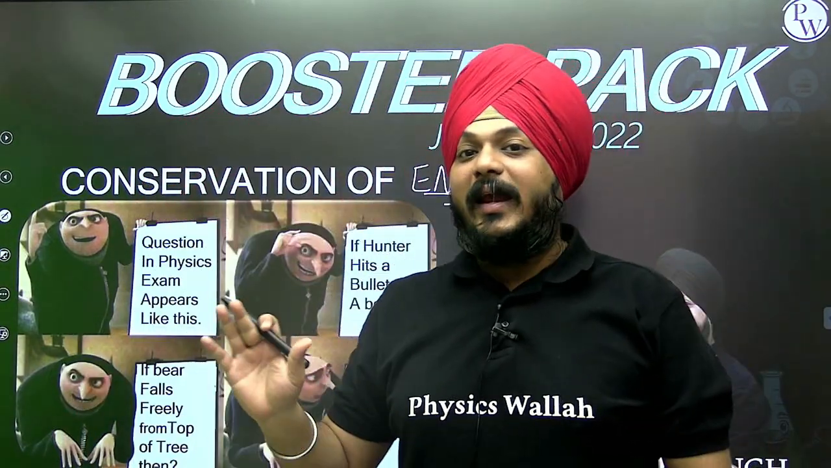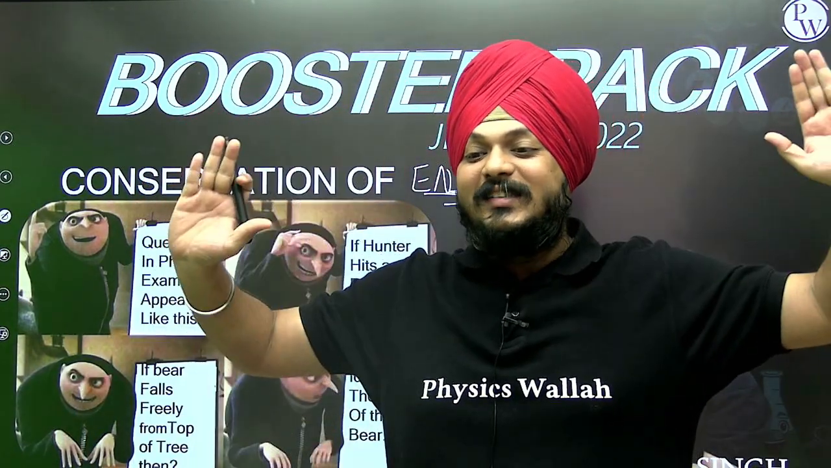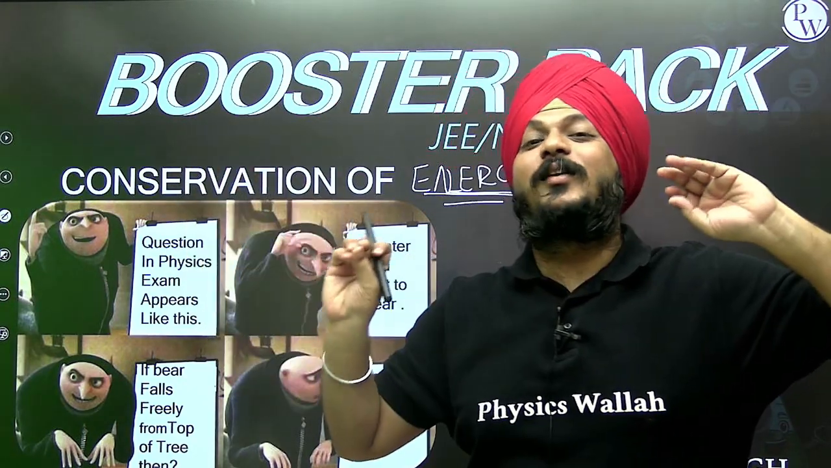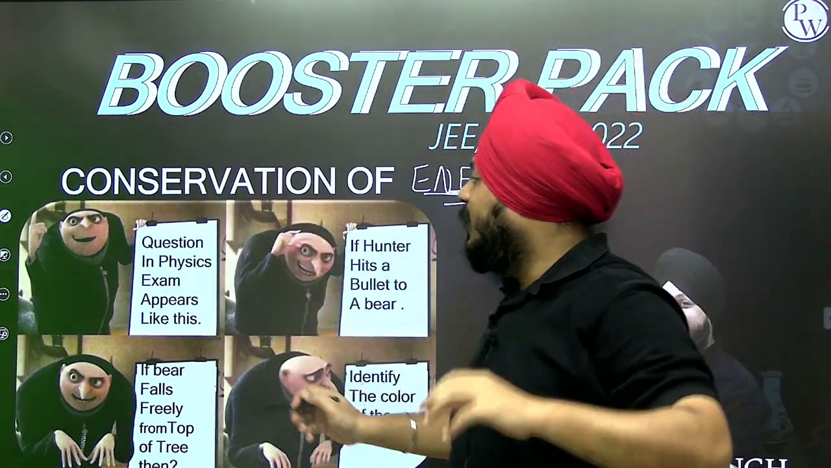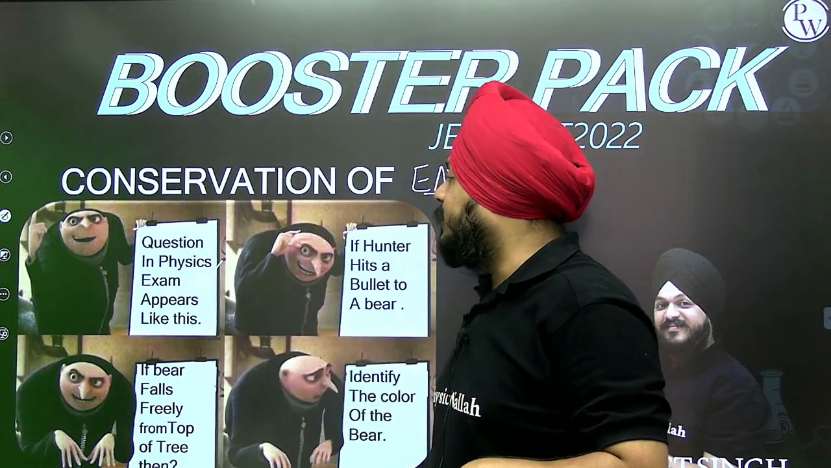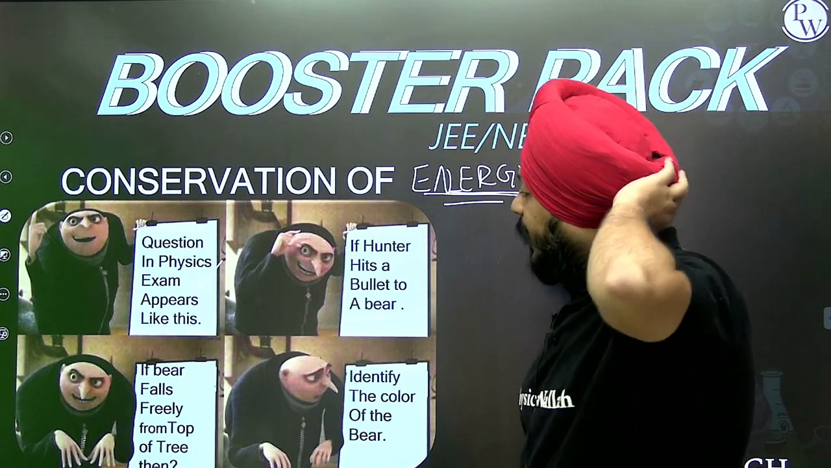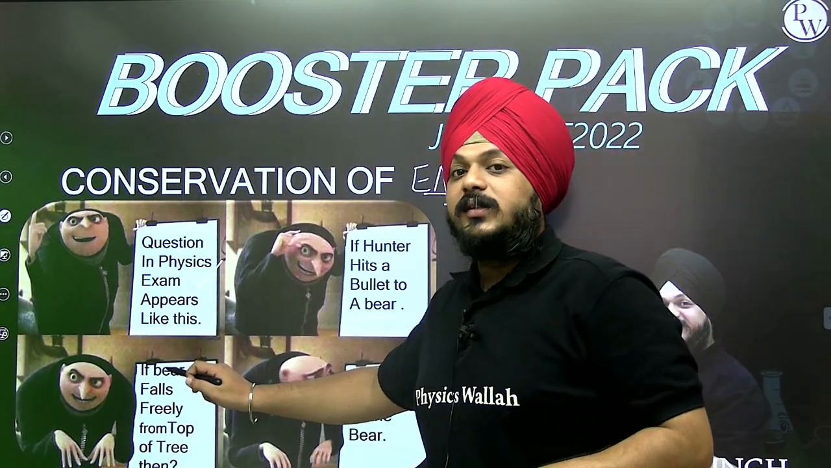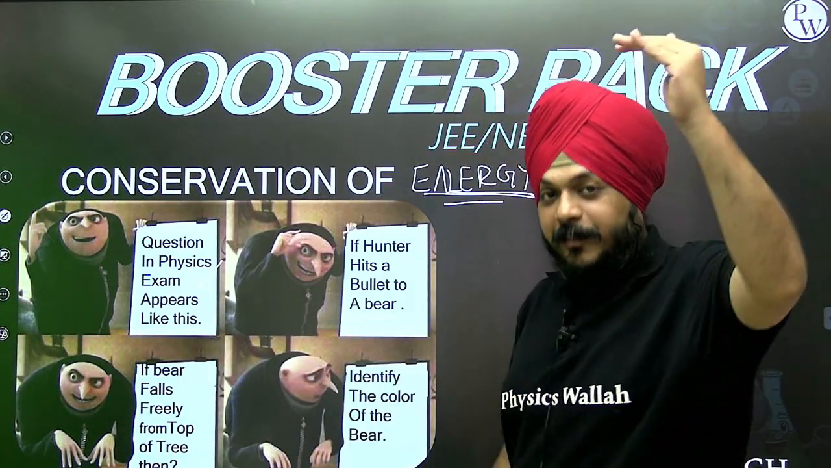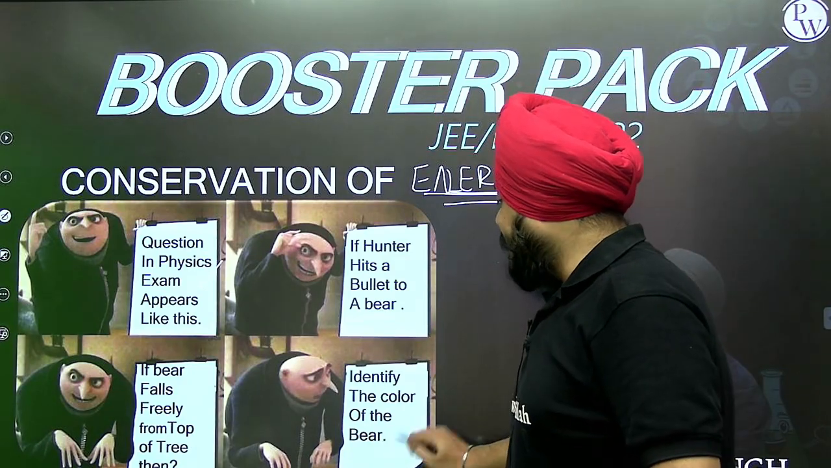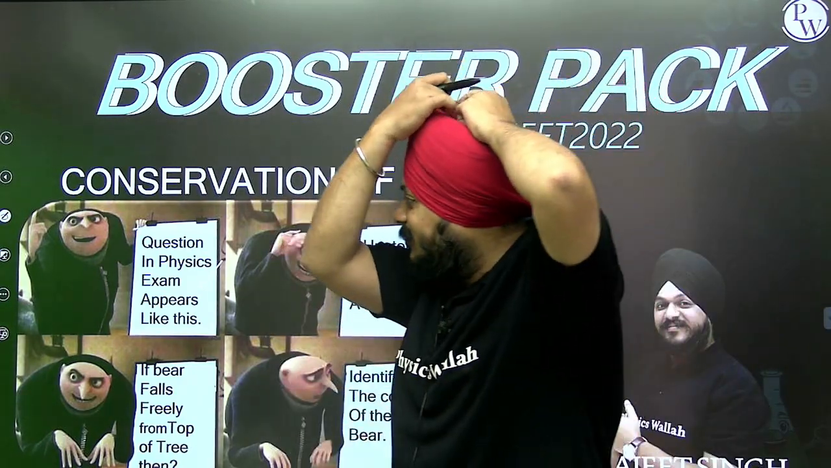In the JEE examination, generally physics numericals appear like this, a very fun statement that we used to start with. Questions in physics exams appear this way: if a hunter hits a bullet at a bear, the bear falls freely from the top. Identify the color of the bear.